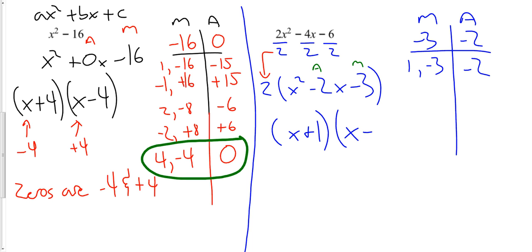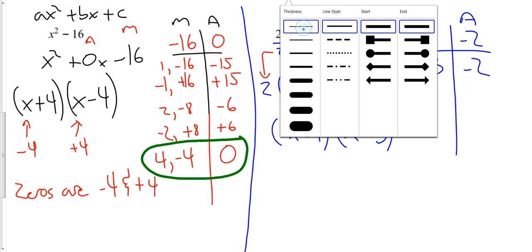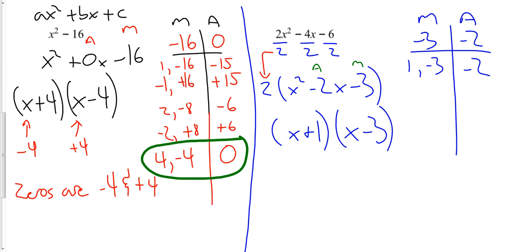And so our zeros must be the opposite of the number that's in there. So x is going to become negative 1, and this x is a positive 3. Positive 3 minus 3 is 0, and negative 1 plus 3 is 0. So our zeros are negative 1 and positive 3.